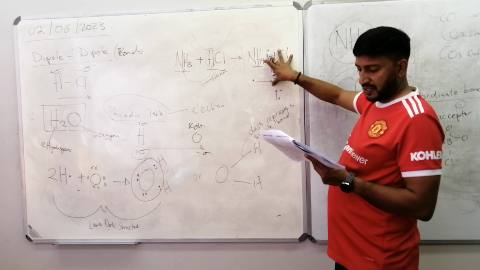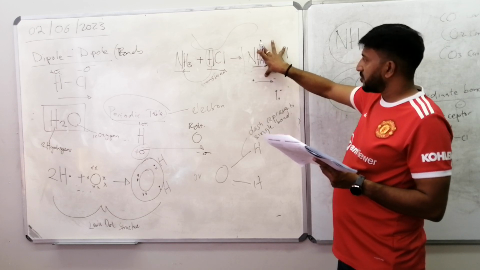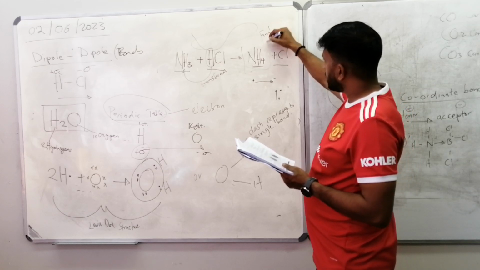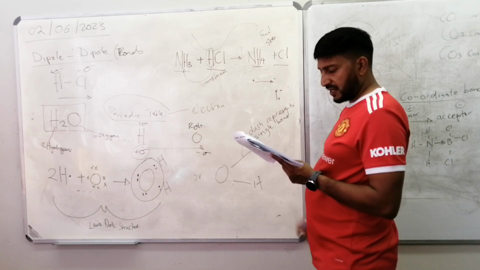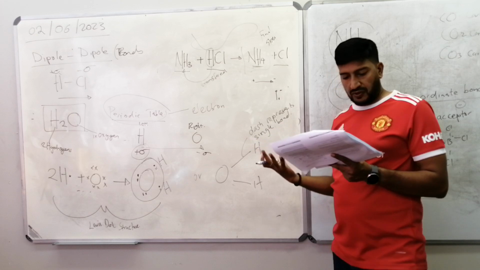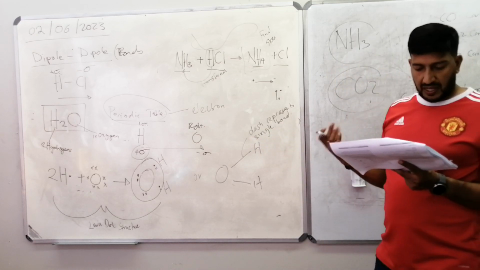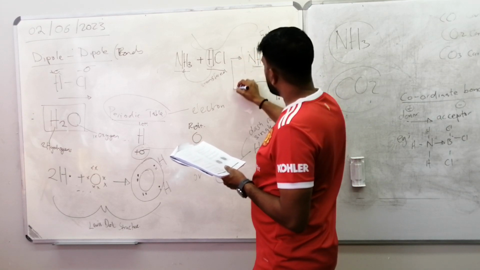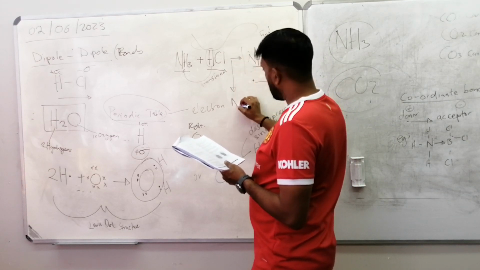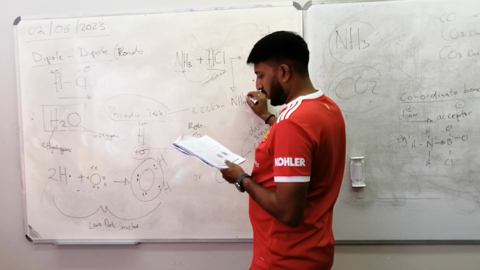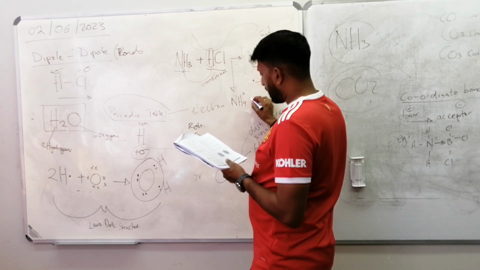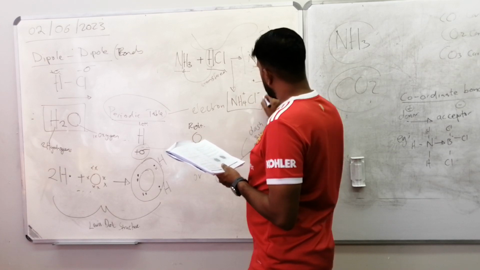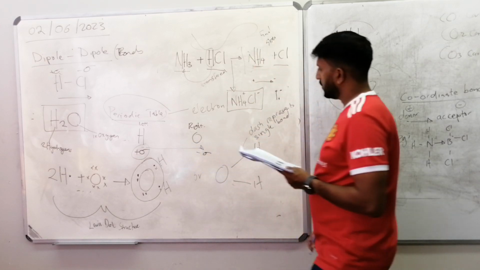Now, what we're looking at here is not the intermediate state. This is the final state. In the intermediate state, a compound is formed between this and this. The compound formed here is NH4 plus and Cl minus.